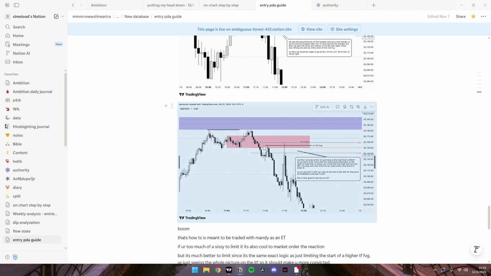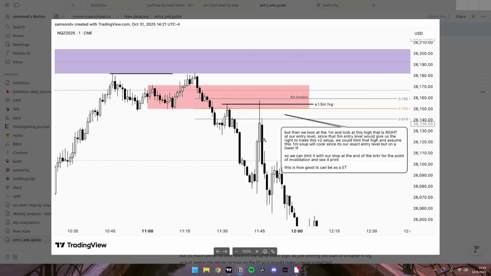So we don't have to wait for confirmation here. We could just limit the soup on this. This is very, very scary though. I haven't entered on soup before, but I know it's very good. I don't know if I would ever enter on this, but I know it's valid. I just don't think about it by default, but that's something I'll get better at over time.